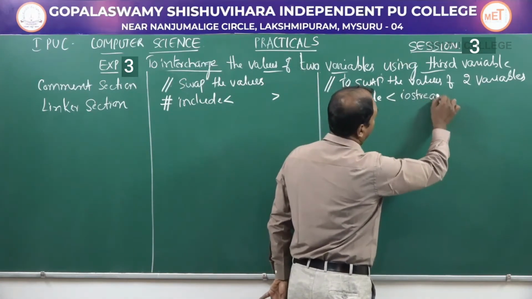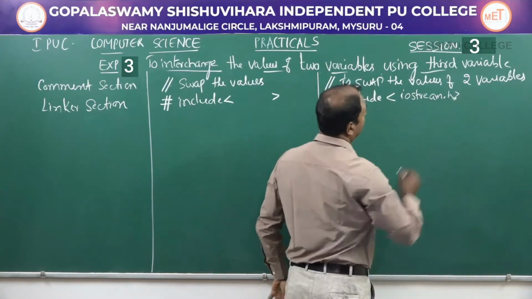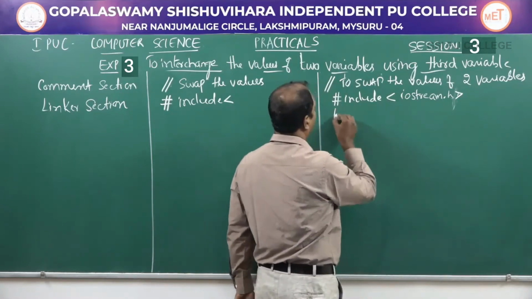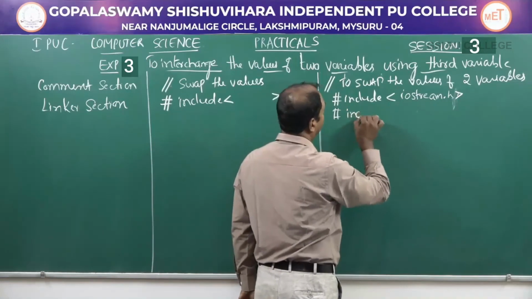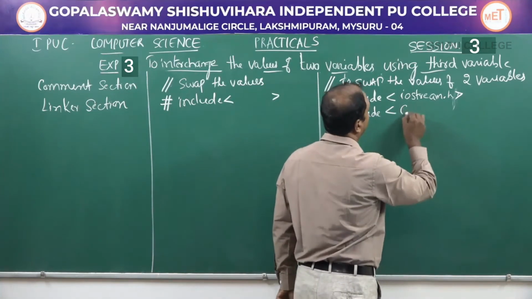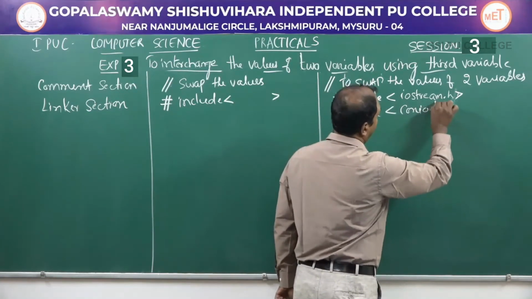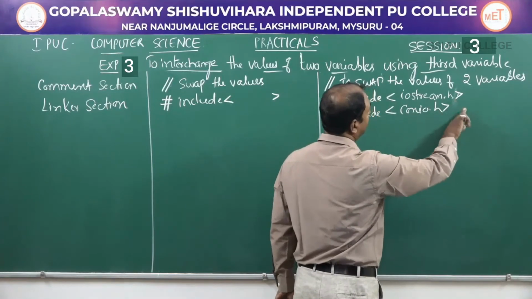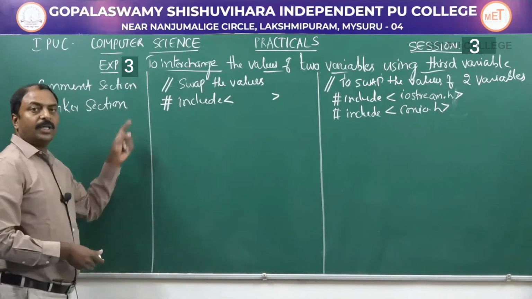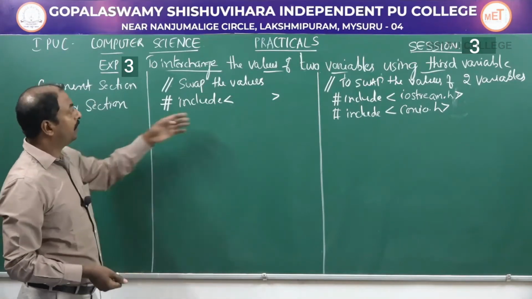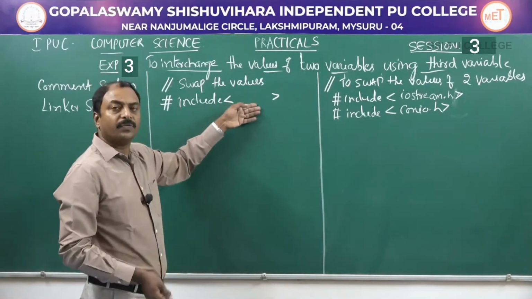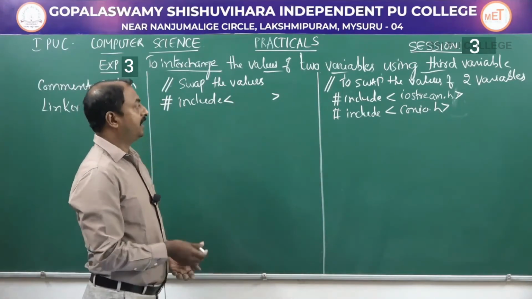iostream.h, and one more header file I can write, include conio.h, and here no semicolon. See, this is your linker section. Linker section is going to link our program with the standard library functions. So this is linker section.